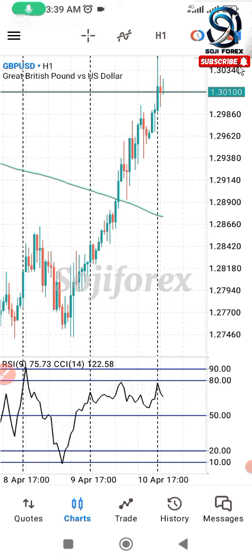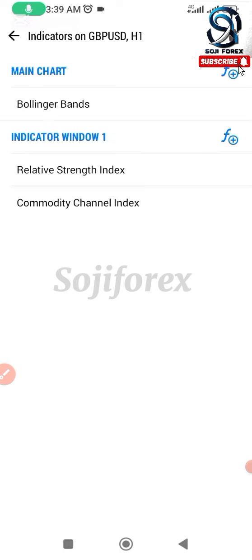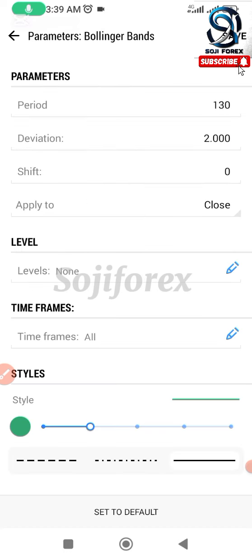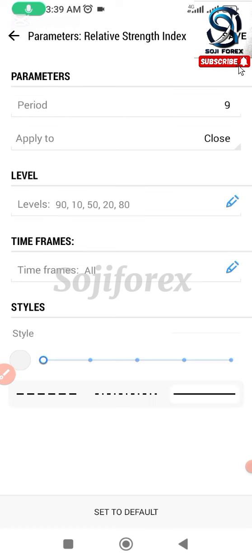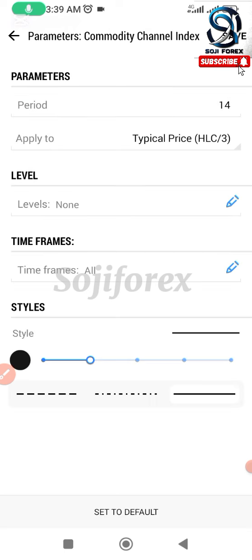So quickly, I will run you through the indicator settings. This is a Bollinger Band. The period is 130, deviation is 2.0. Relative Strength Index, Commodity Channel Index.